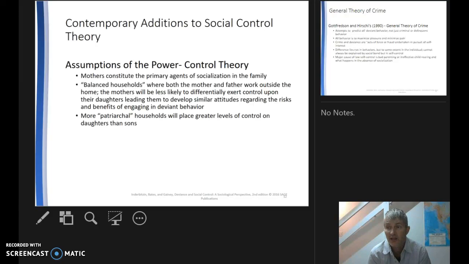Some assumptions of the power control theory that we have to take into consideration here. Mothers constitute the primary agent of socialization in the family. Once again, this idea of balanced households where both the mother and father work outside the home: the mothers will be less likely to differentially exert control upon their daughters, which then allows them to engage in more deviant behavior. And as I was saying earlier, more patriarchal households will place greater levels of control on the daughters than on the sons, and therefore we'll see sons engaging in more deviant behavior than the daughters.